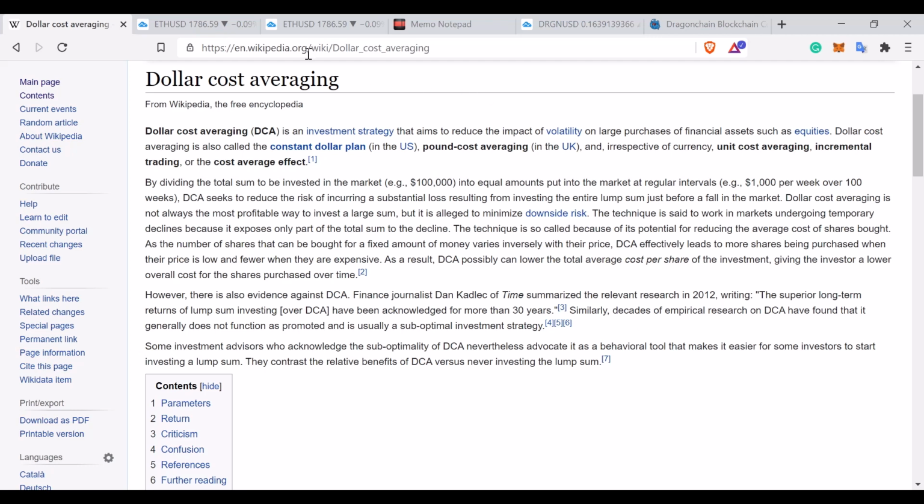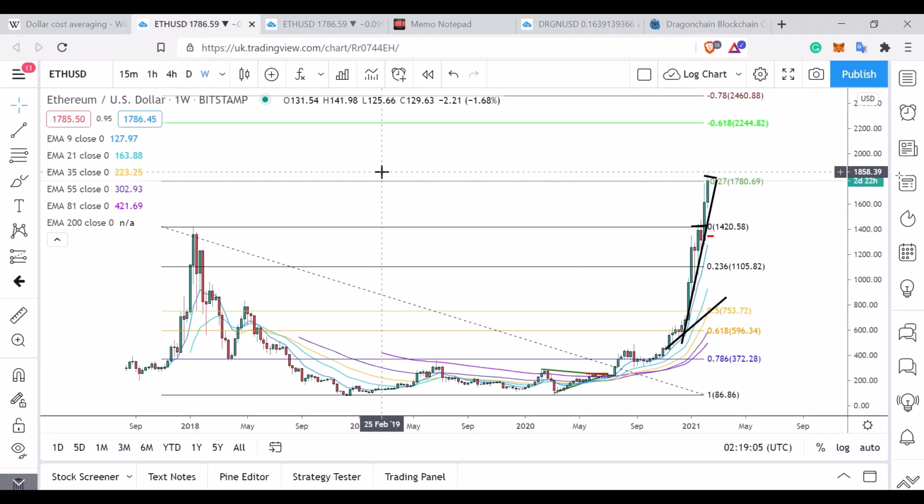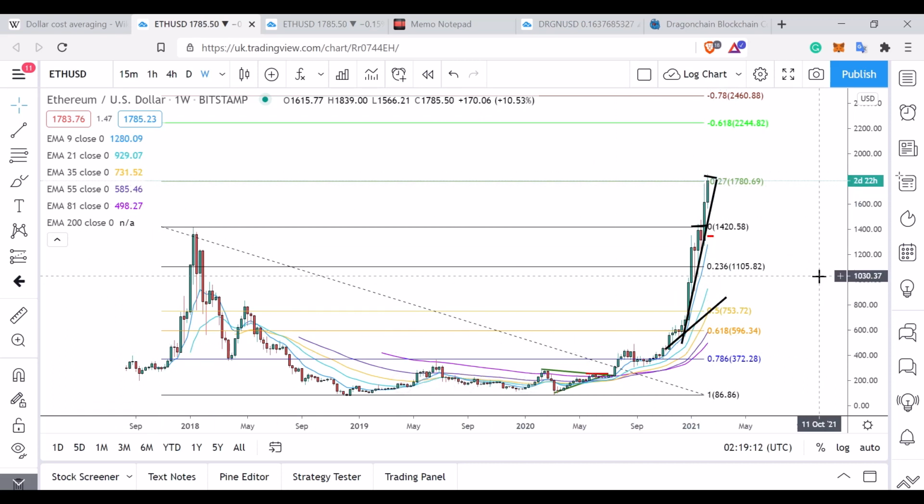Let me show you an example. So this is Ethereum. This is the entire history of Ethereum, and as you can see, we're currently very, very high. Therefore, you could say that the risk of a sell-off is actually relatively high as well. Okay, now ultimately I think that this has got enough momentum to continue on through to the 0.618, which is $2,244, and probably a little bit of an overextension from that.